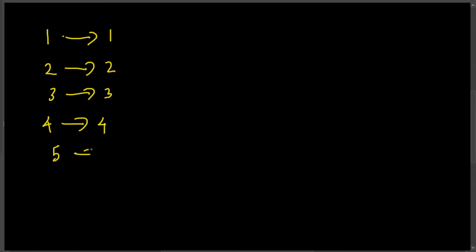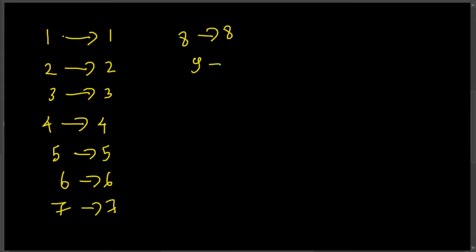Now let's see how the numbers are represented. In hexadecimal, 1 is equal to 1, 2 is equal to 2, 3 is equal to 3, and then 4 is equal to 4, and then 5 is equal to 5, and then 6 is equal to 6, and then 7 is equal to 7, 8 is equal to 8, 9 is equal to 9.